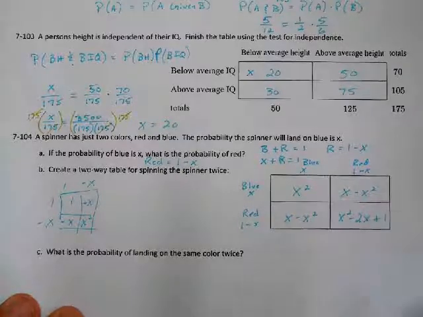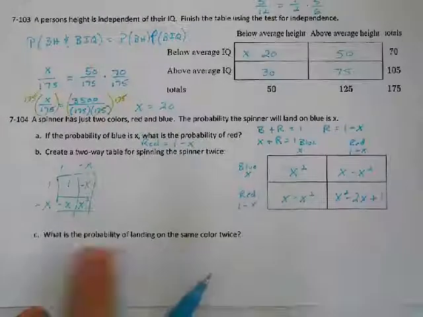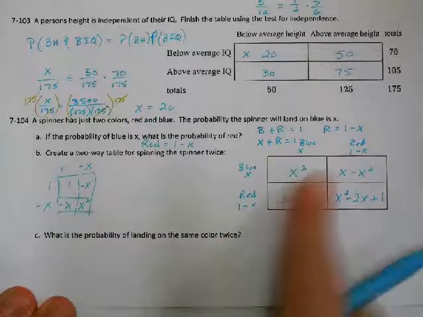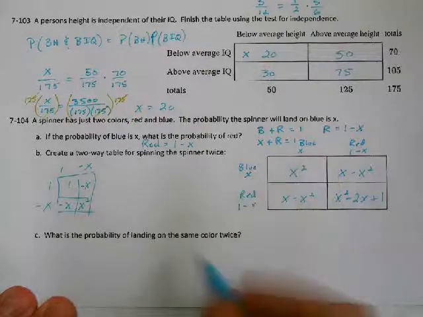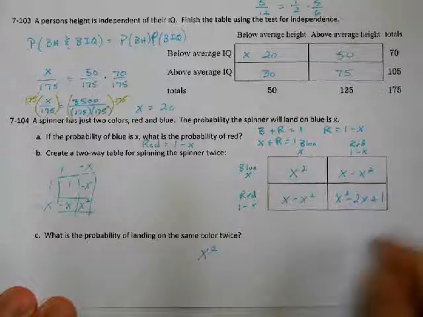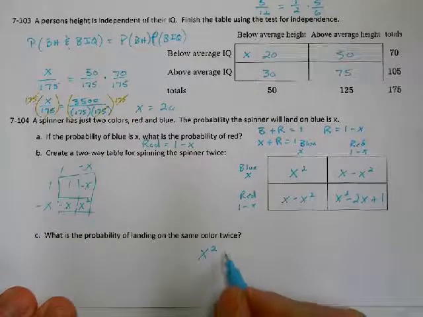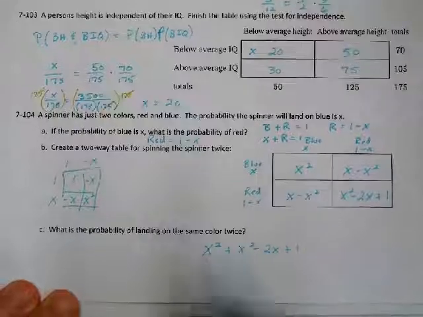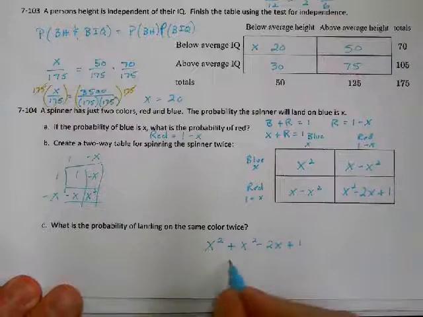There's our probabilities. So what's the probability of landing on the same color twice? So blue and blue is X squared. Red and red would be X squared minus 2X plus 1. So combine your like terms here, and your probability is 2X squared minus 2X plus 1.